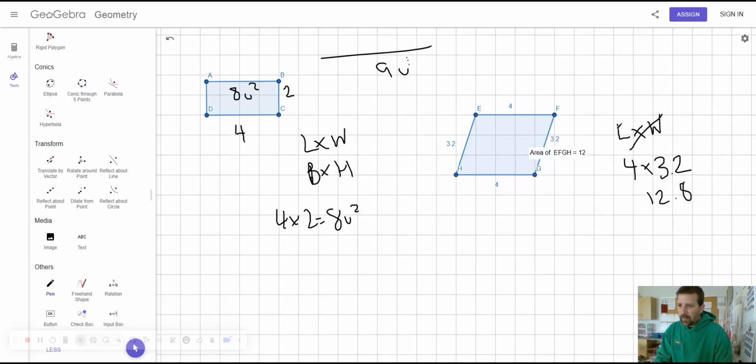So this formula does not work for parallelograms, okay? Because I got too much. And I didn't get 12 in any case, so I know it's wrong. So let's find out what the formula actually is and how you find it.